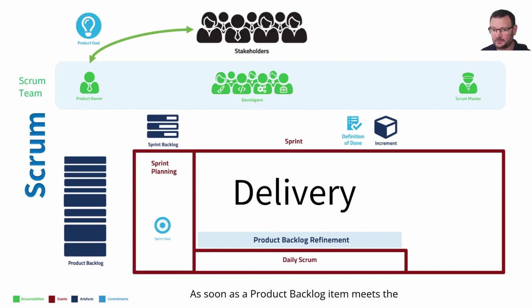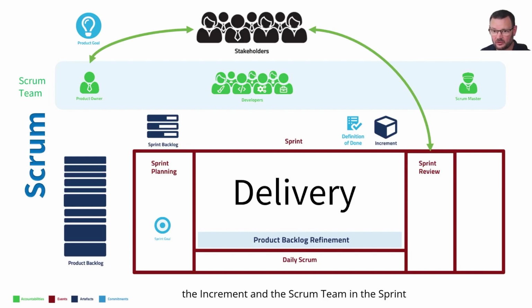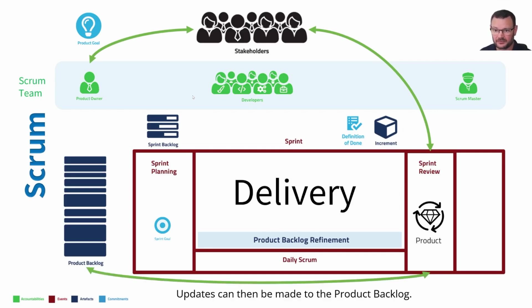As soon as a product backlog item meets the definition of done, a new increment or version of the increment is born. We can then bring together the stakeholders with the increment and the Scrum team in the sprint review. And that's where the stakeholders and the Scrum team will have a discussion about what was built and inspect and adapt the value of the product. Updates can then be made to the product backlog.